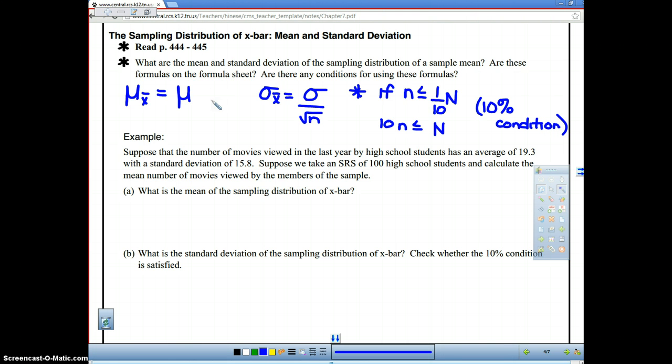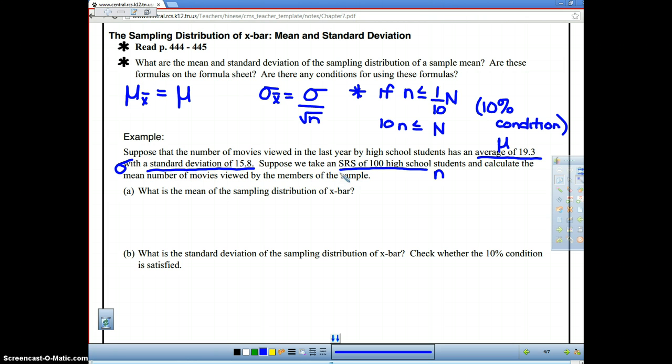Okay, these formulas are on the formula sheet. So they will be there, but you need to know what to look for in order to be able to use them. So if we look at this example problem, let's suppose that the number of movies viewed in the last year by high school students has an average of 19.3 and a standard deviation of 15.8. So let's take a simple random sample of 100 high school students. So this gives us our mu, this gives us our standard deviation for our population, and this gives us our n.